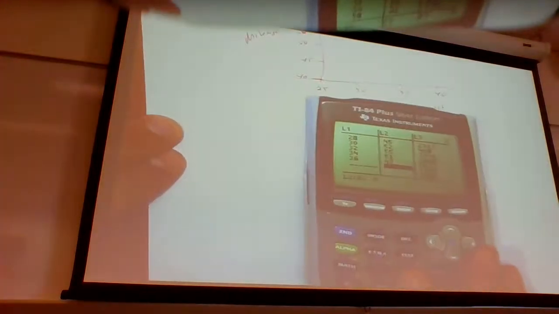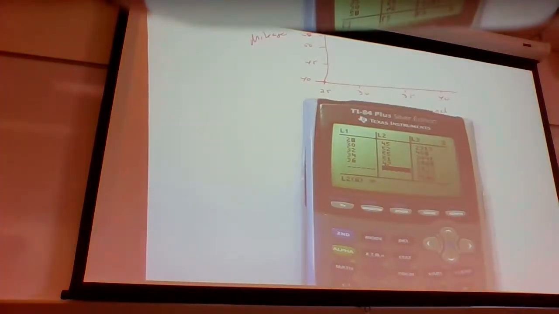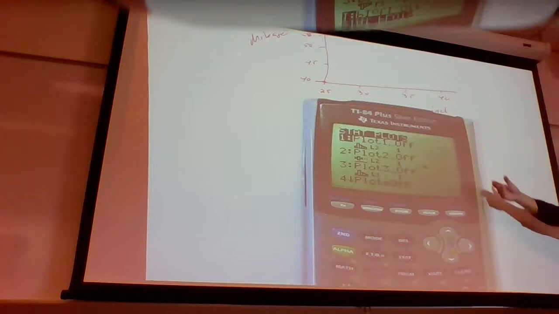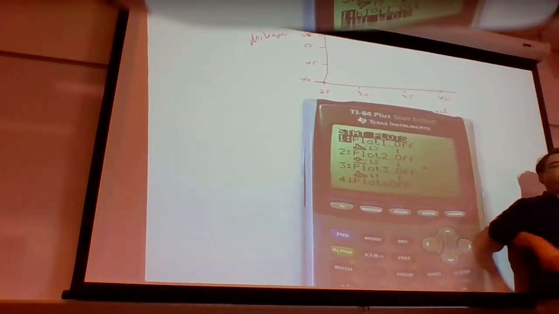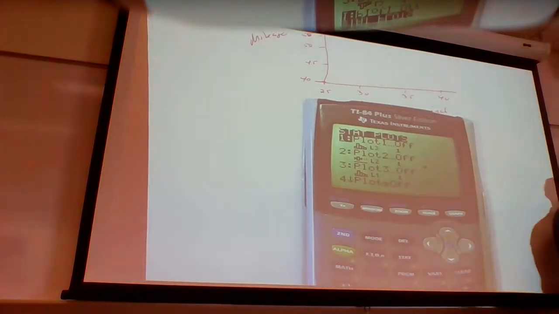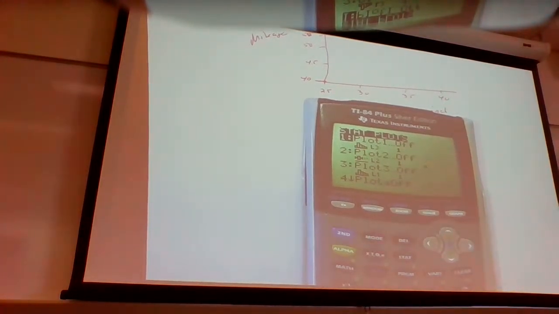So back to the calculator. Step 1, put your data in the calculator. Any questions there? Step 2, everybody push second Y equals. Notice you have plot 1, plot 2, plot 3. You can do 3 plots all on top of each other. We're only doing one picture. So choose plot 1, choose plot 1.